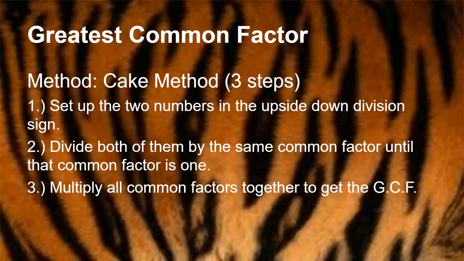You can probably do a lot of this in your head, but I'm going to show you a method for larger numbers that you can use to help you out. It's called the cake method. Now, it's also called the ladder method. It's called a bunch of different things. Hockey sticks, I've heard it called as well. They're all the same. Basically, you set up two numbers in an upside down division sign. Divide both of them by the same common factor until that common factor is 1, and I'll explain that in a second. And then multiply all the common factors together to get the GCF, or greatest common factor.